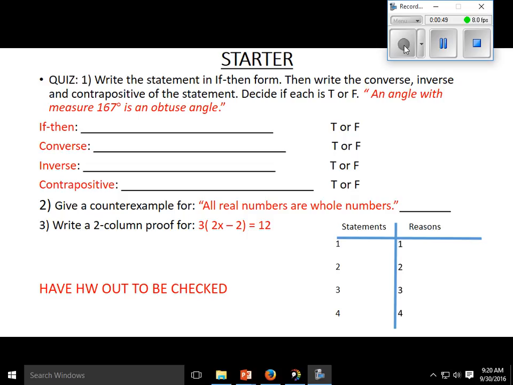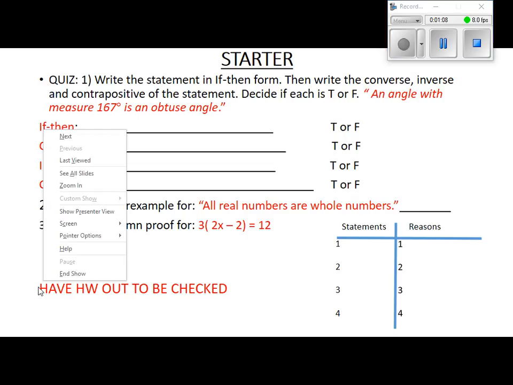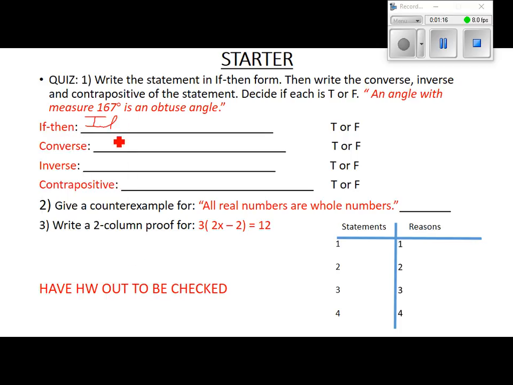All right? If I want to write this as an if-then statement, remember you've got a hypothesis and a conclusion. What's our hypothesis in this statement? Measure of 167, right? What's the conclusion? It's an obtuse angle. So when I write this, it's going to look like some first graders writing it, because I don't like to write. If, that goes first always. If what? If angle has measure 167 degrees, then it's obtuse. That's your if-then statement. Is that statement true or false? True.